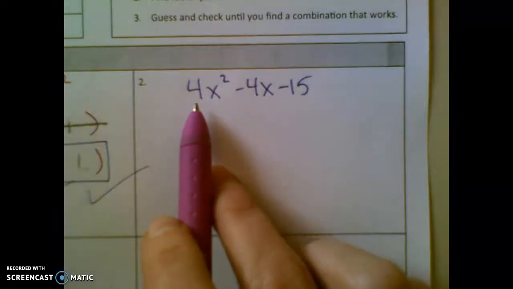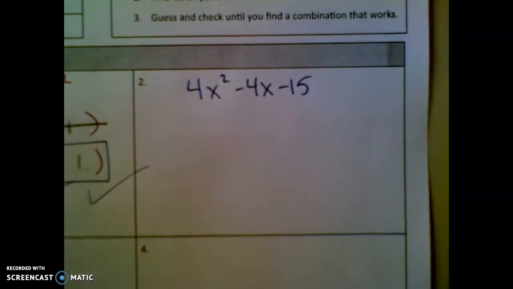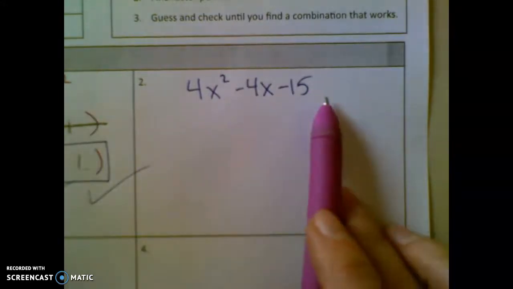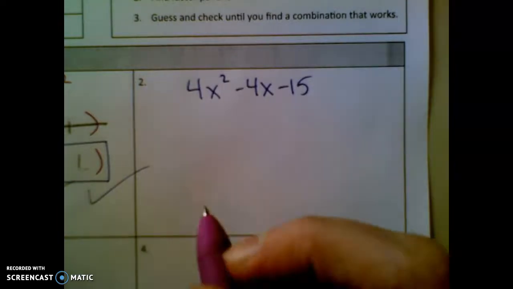The factors of 4 are 4 and 1 or 2 and 2. But 2 also does not go into 15. So there's no GCF numerically. x squared, x, no x. So same scenario, no GCF. So I'm going to go ahead and jump to step 2, factor pairs.